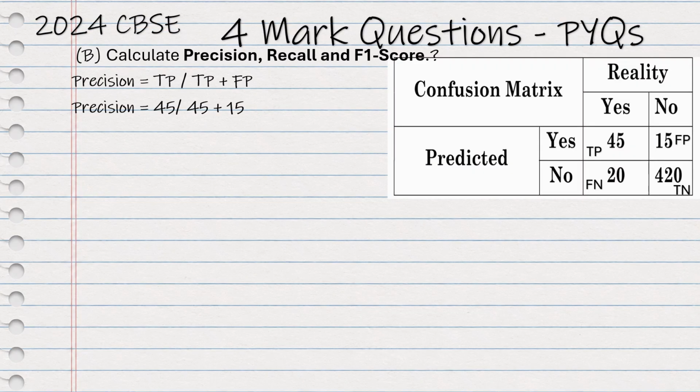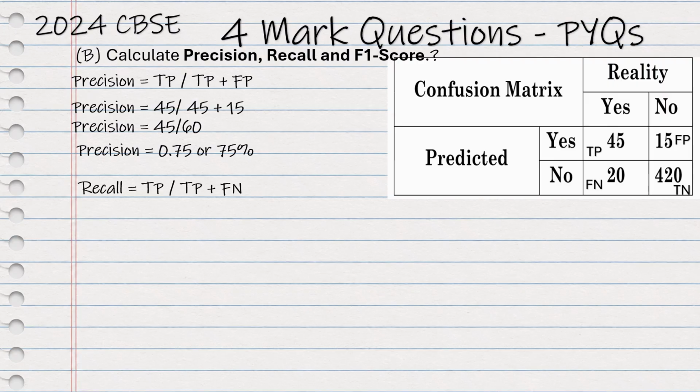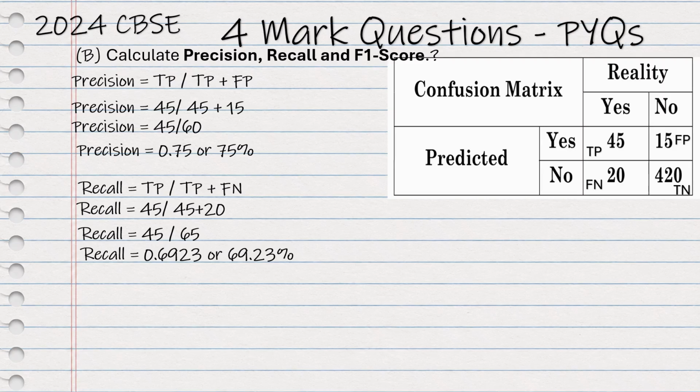Precision is TP upon TP plus FP. Here 45 are true positive and 45 plus 15 becomes 60 as TP plus FP. 75% becomes the precision when you calculate. Recall is TP upon TP plus FN, and that is 45 upon 65, that is 45 and 20. We added these two, false negative and true positive. That becomes 45 upon 65, that is 69.23% of recall.